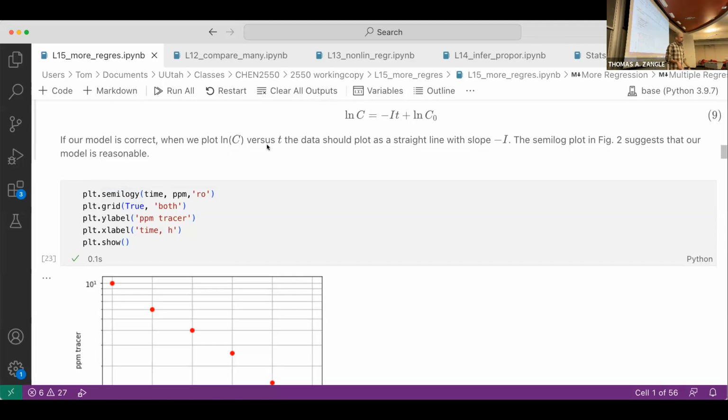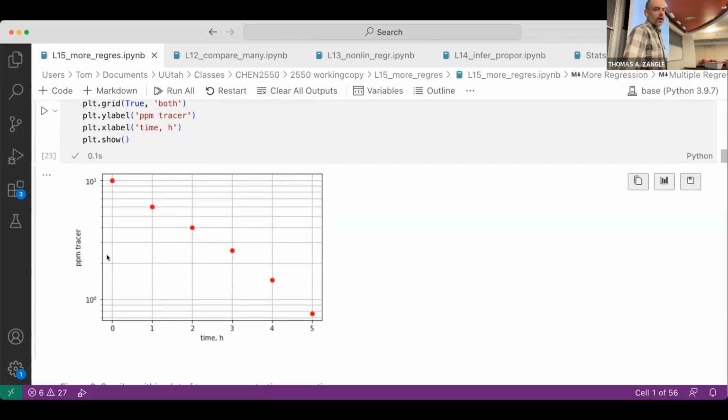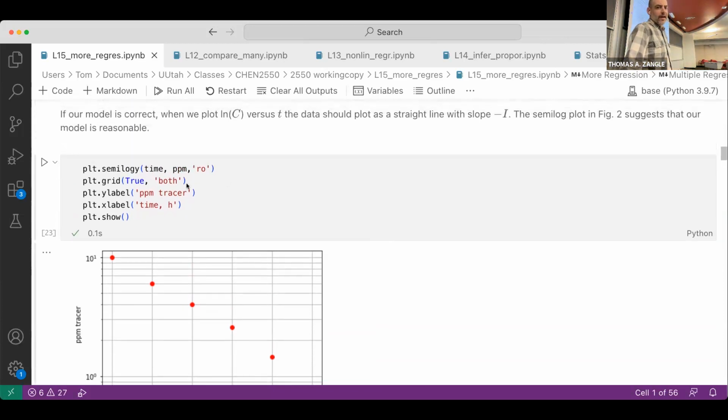And yes, there's a question. In this case, it's base 10. We can tell that by looking at the labels here. If we were to do this on our own, instead of plotting ppm versus time, we directly use the standard plot function and plot the log of ppm versus time. Then we could make it the natural log or whatever else we wanted.